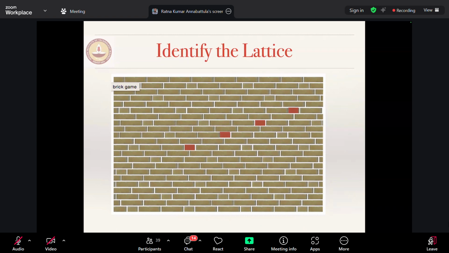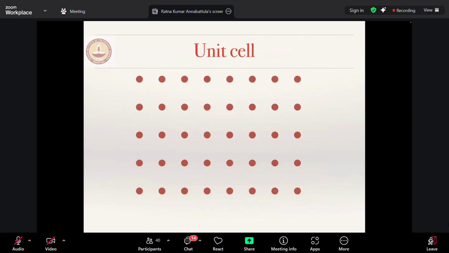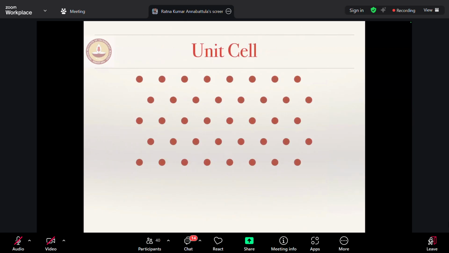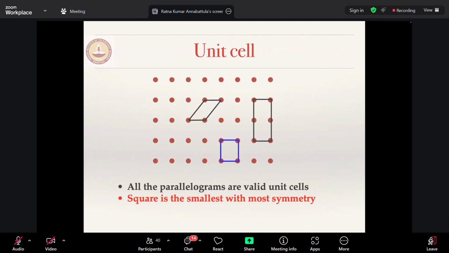So this animation would be useful, that's why I'm switching to this. This is what I was talking about earlier. If I show you only this set of points, you could identify that as one unit cell, that is another, and that's another, right? So this could be another set of unit cells. You can identify that is one unit cell. In this particular arrangement, you are able to make a square as a unit cell, isn't it?